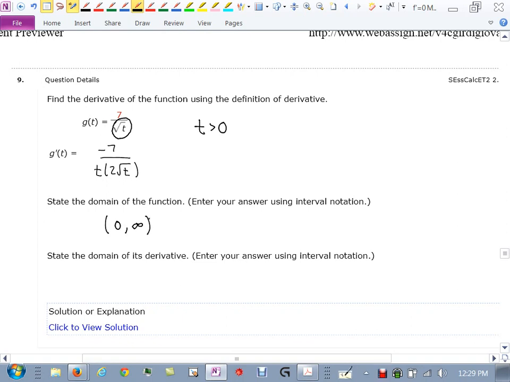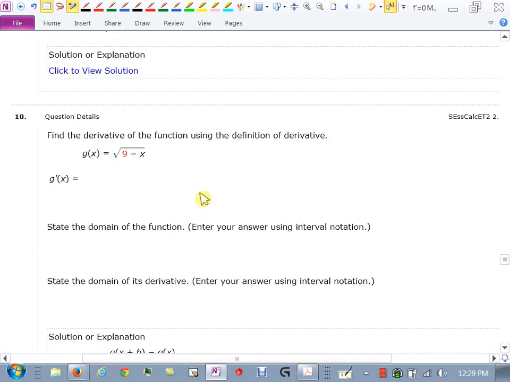Now, as far as the derivative, look at the derivative. We have the exact same thing. t can't be 0 or else the denominator will be 0. And also, t must be bigger than 0 because you can't take the square root of a negative number. So the domain of our derivative will be exactly the same in this case as the function itself.